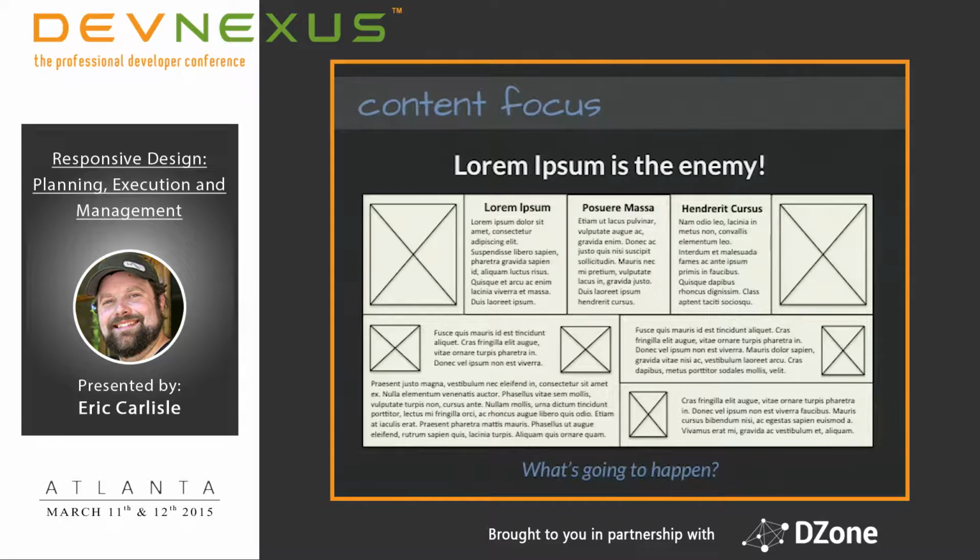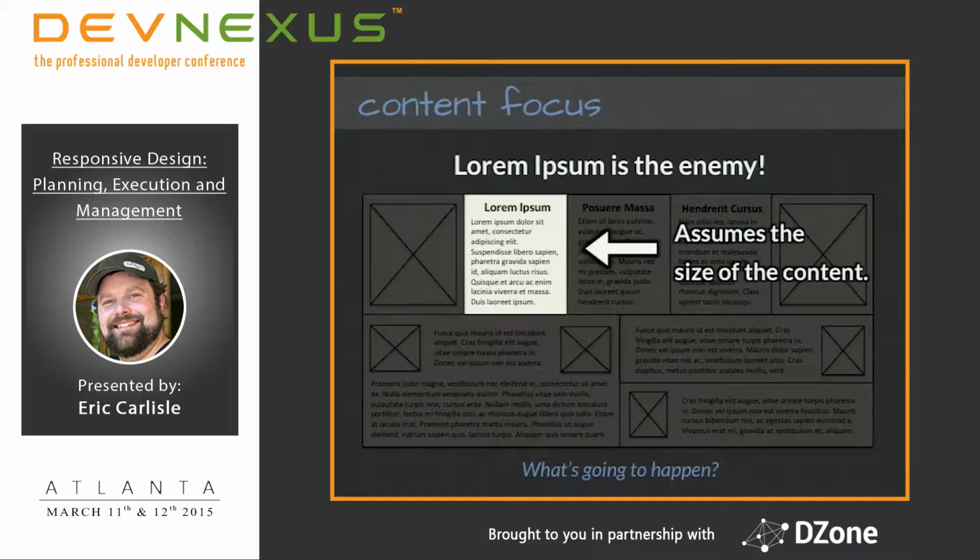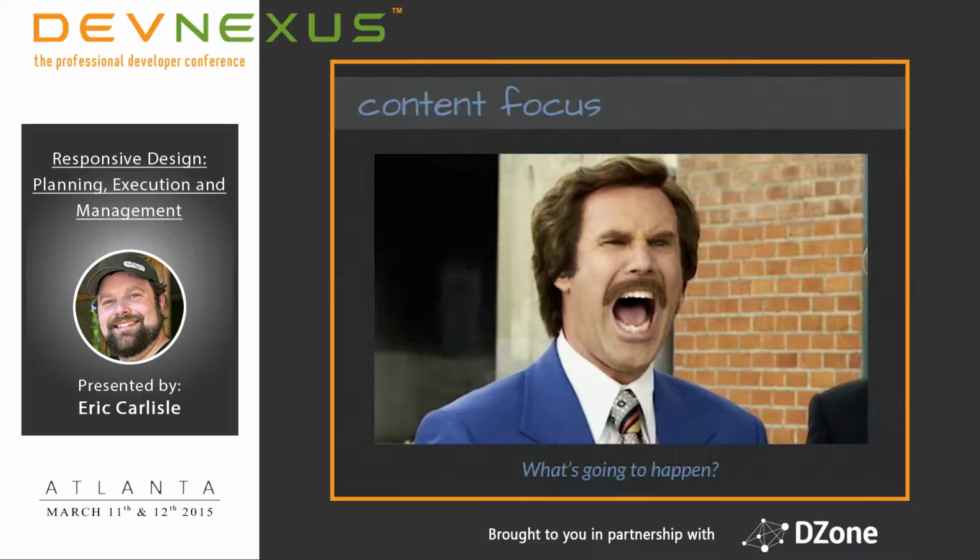So how many people have gotten a design like this, where it's very clean pockets of lots of squares? And tell me, what's going to happen here? What's that? Sorry? That's right. That's exactly right. So what we were doing was making an assumption on the size of the content, and that tends to be really dangerous. Because now, oh my God, I have to throw it back over to design, and we have to think through the process. We'll talk about workflow also.